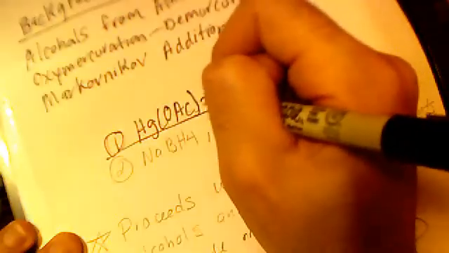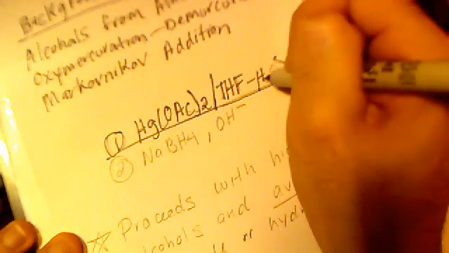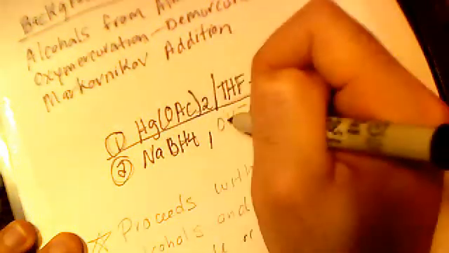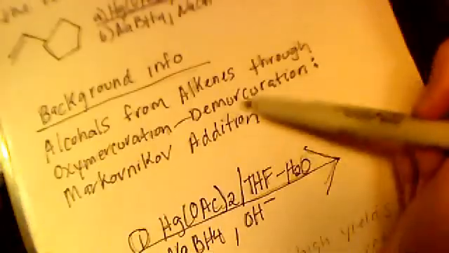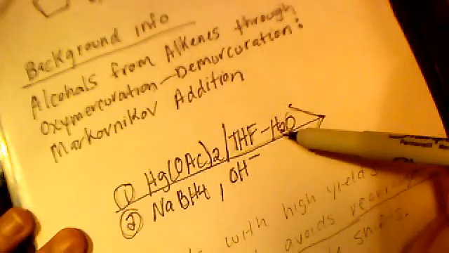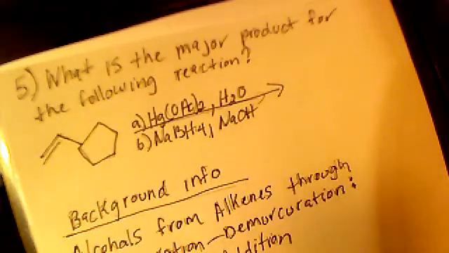So whenever you see a reaction with mercury acetate, Hg(OAc)2, in THF and H2O, and then treated next with NaBH4 and OH minus, you know that you're doing an oxymercuration-demercuration. You see mercury and H2O in the first step, and NaBH4 and OH minus in the second, so that's how we know this is what we're doing with this reaction.